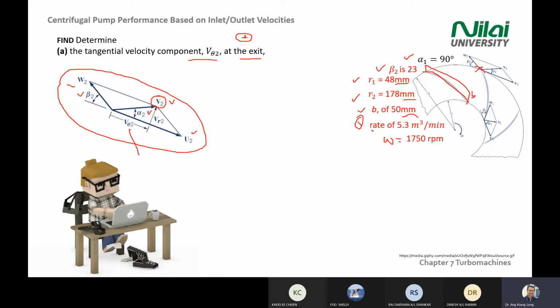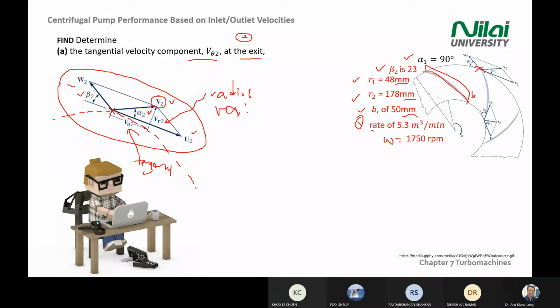VR2. V theta 2 is in the tangential or tangent direction. Why the tangent direction? Because you are drawing this vector on a circle in the tangent direction. And why is this labeled as R2? Because this one is in the radius direction, or radial direction. What is meant by radial? Radial means if you have a circle, this is the radius, and if it's along the radius direction, it means it's the radial direction.